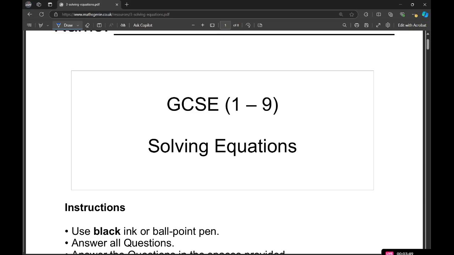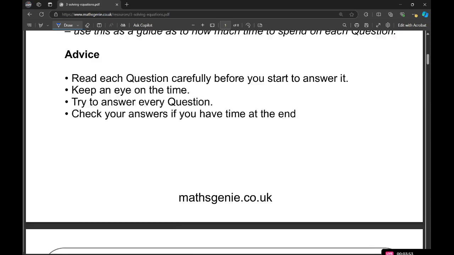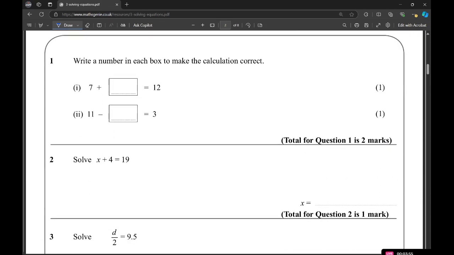Right, guys, without further ado, we shall make a start. Question number one: write a number in each box to make the calculation correct. So we're starting right at the basics, and then building up to those higher tier questions.